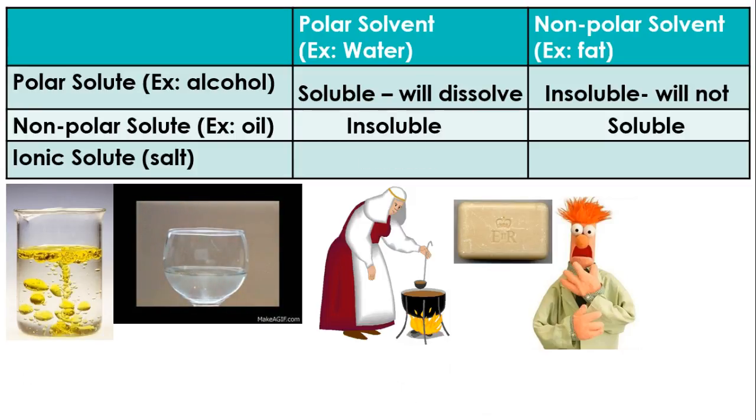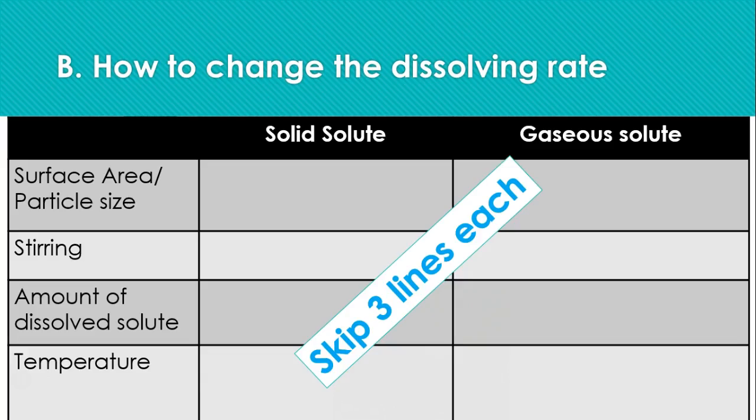Next is, what about ionic and polar? Now, an ionic solute is very similar to polar because it has charges, so it's also soluble. But an ionic will not dissolve in a non-polar solvent. So you can't put salt into fat and hope that it'll dissolve.